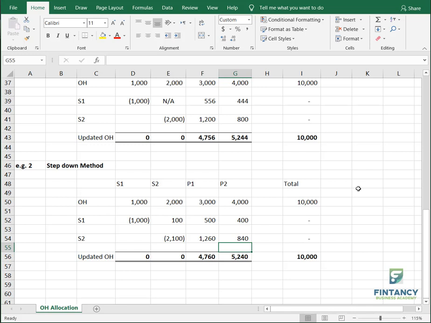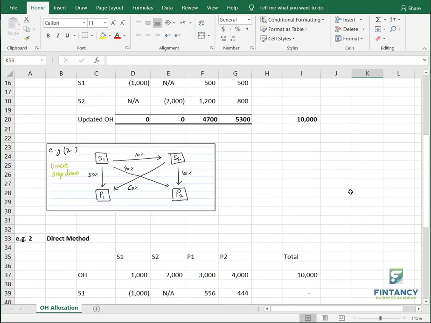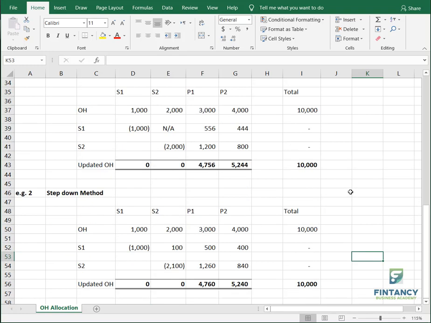So what's the summary till now? The summary till now is, if you are using the direct method, you ignore inter-service departmental relationships. If you are using the step down method, you consider inter-service department relationships. Okay. Very nice. Let's move ahead with example number 3.